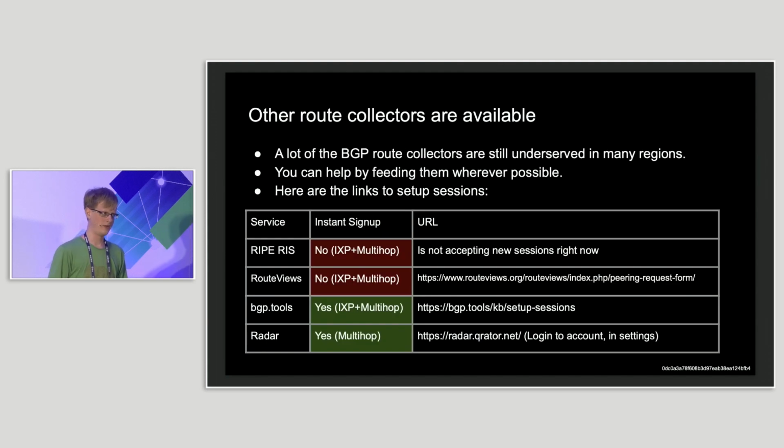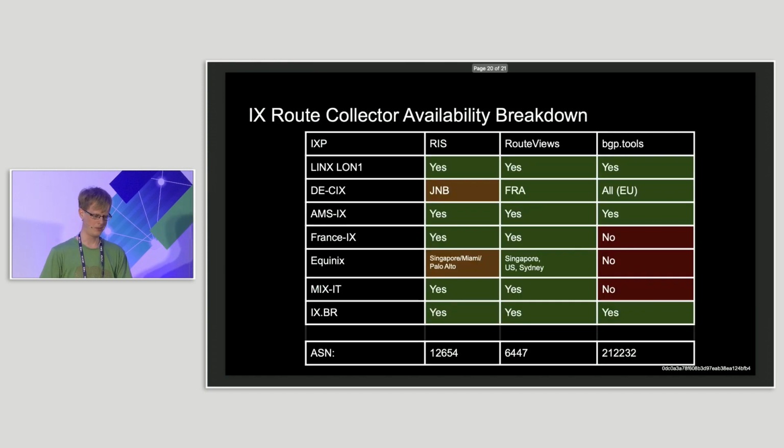Other route collectors are available, to use the famous BBC phrase. RIPE RIS is not currently accepting new sessions, but RouteViews is, who is also on LINX. BGP tools obviously is, otherwise I wouldn't be giving this talk. Radar is a multi-hop only one, but I would recommend you feed those guys as well. They're really nice people. And yeah, here's the sort of brief breakdown.